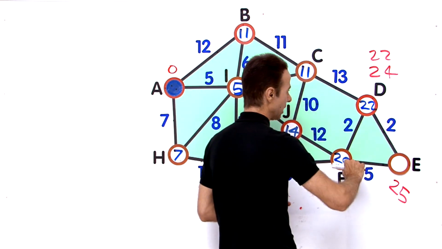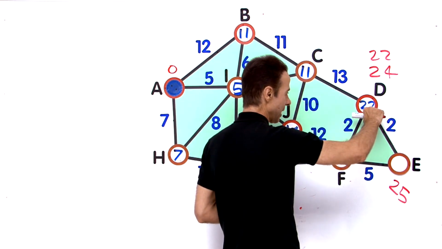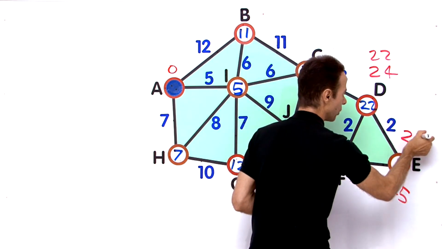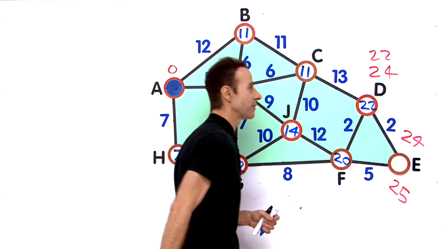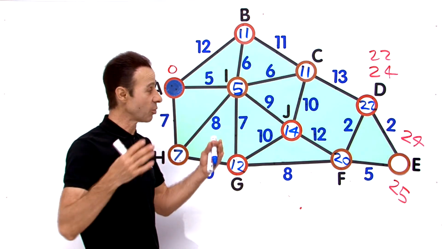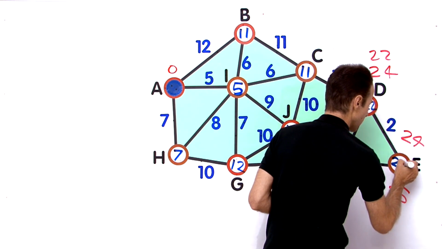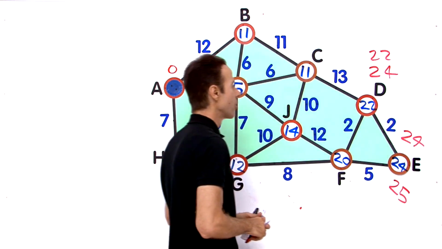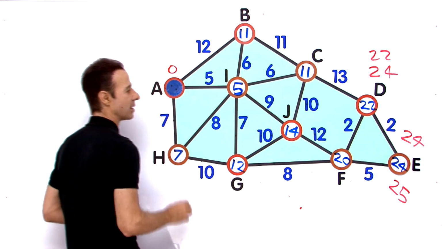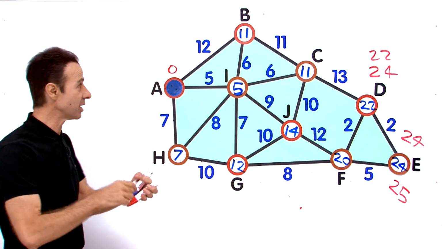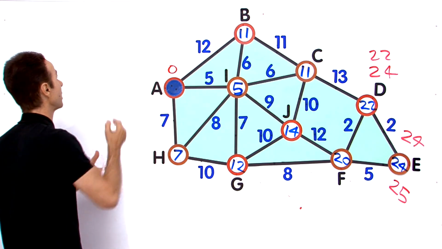Let's go 22 right here and add 2 to it. 22 plus 2, that's 24. Is 24 less than 25? Yes, it is. So we put 24. So that's what goes here. 24. There we go. So the shortest path from A to E is 24. 24 what? Because all units are in meters. It's 24 meters. So let me write that down here.